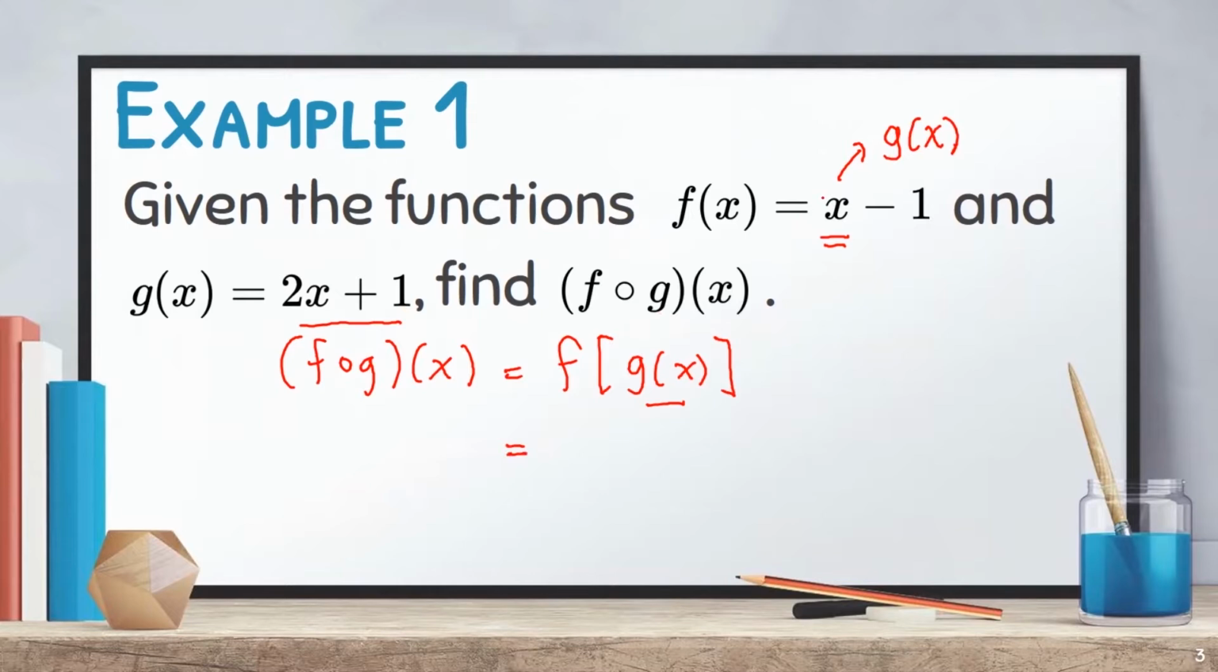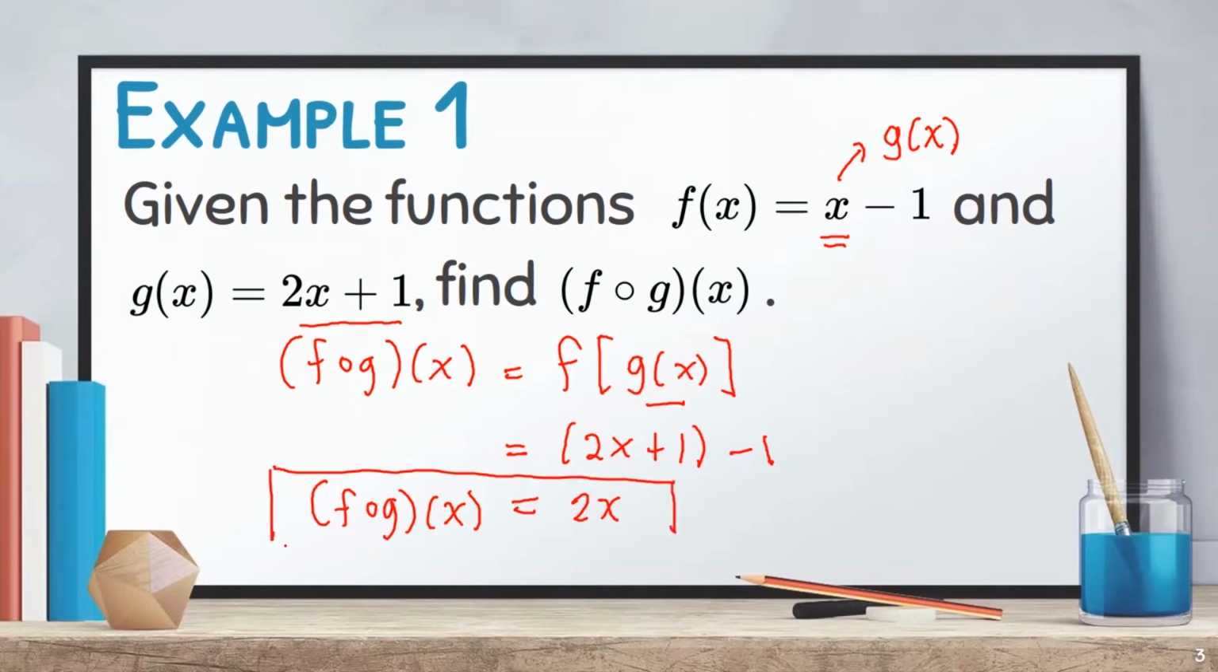So what will happen is substitute 2x plus 1 to the x of f of x. So you will have 2x plus 1, then minus 1. Then simplify this equation. 2x plus 1 minus 1 will give you simply 2x. So therefore, f composition of g of x is equal to 2x.